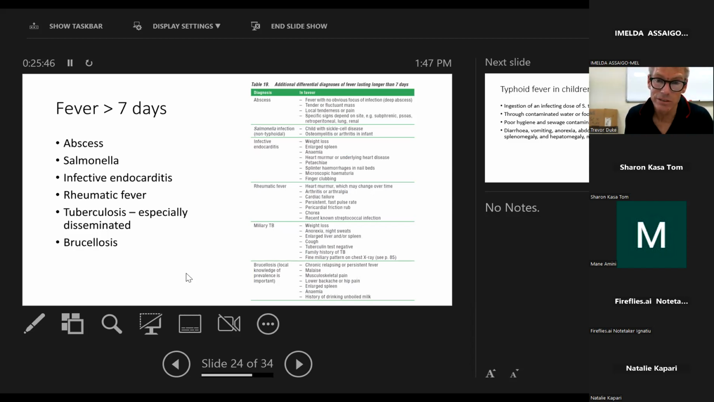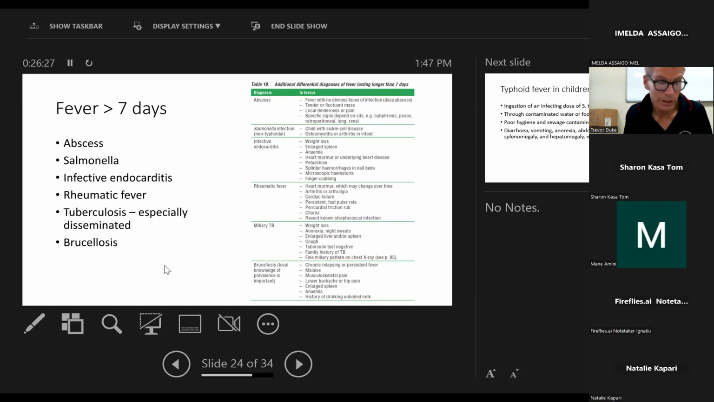Then there's fever lasting more than 7 days. Of course, that can be some of the things we already know about, like tuberculosis, or malaria can last 7 days, or rheumatic fever, or an abscess that you haven't found, some sort of deep-seated abscess that you need to find. So these are all common causes of fever lasting more than 7 days. Again, it's in the book and in the Hospital Care for Children book. The tables show the diagnosis, and then the clinical features that are in favor or against the different causes.